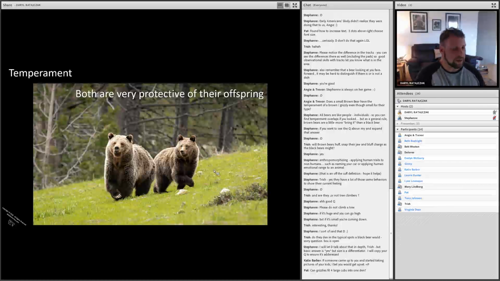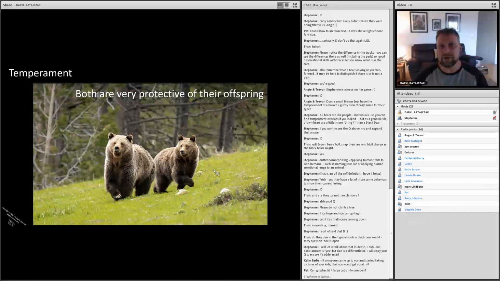I'm getting dinged here. Let me turn off my volume so you don't see me getting dinged or hear me getting dinged. Anyway, again, temperament-wise, black bear, grizzly, just be very, very careful if they do have offspring.